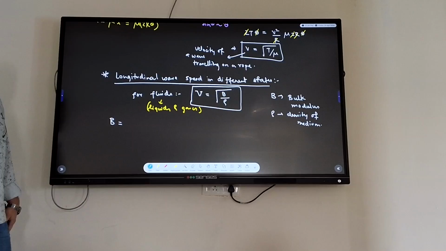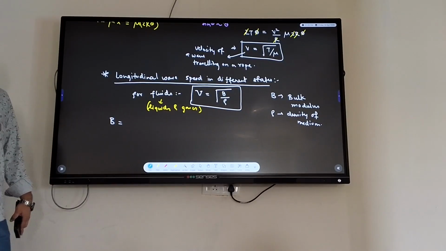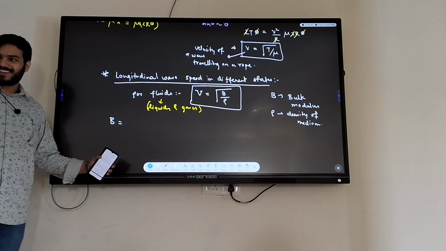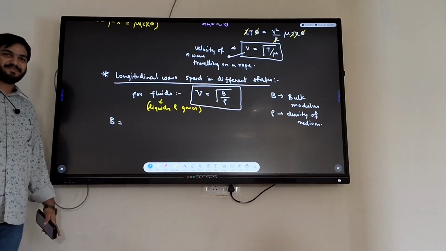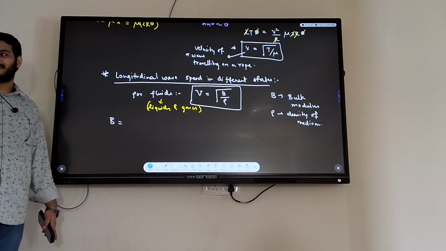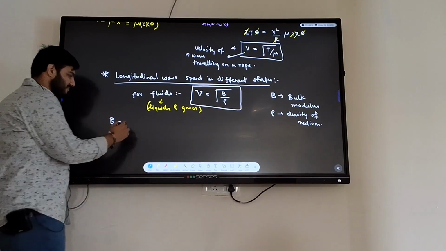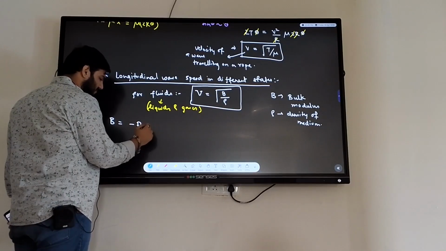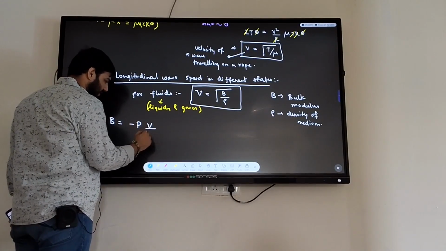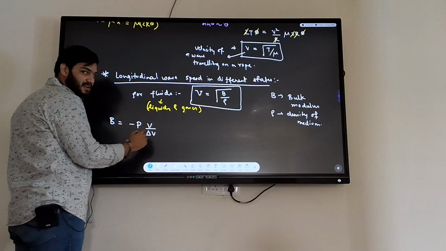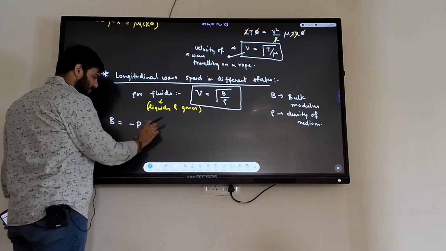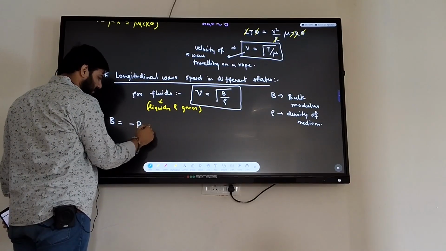A revelation. He told me B is bulk modulus. Did you know that? What is B defined to be? I think V by delta V or delta V by V, I don't remember. Maybe delta V by V.